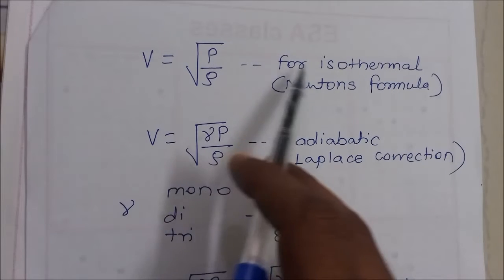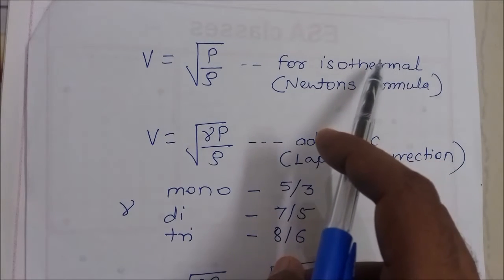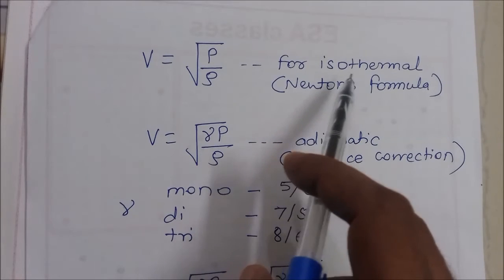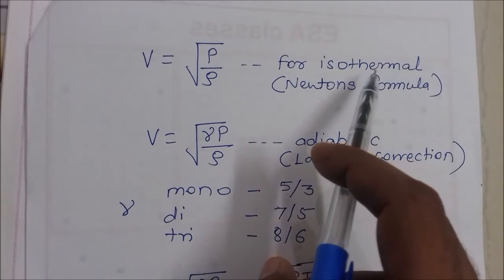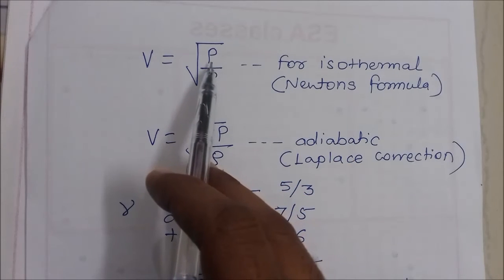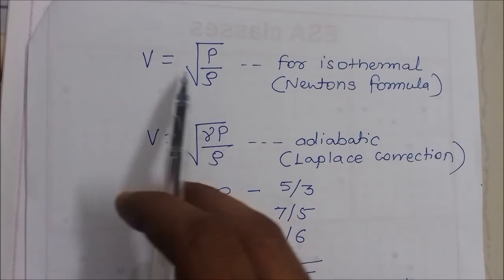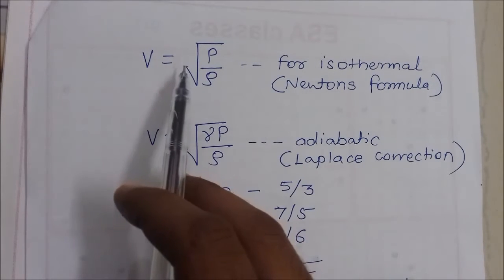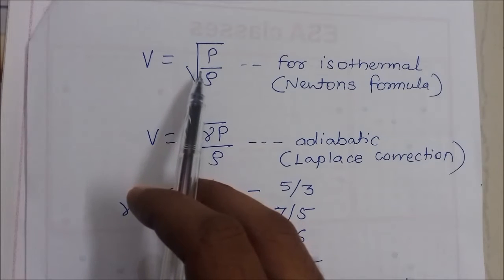If we assume isothermal conditions, Newton assumed what? Sound travels in isothermal conditions. Therefore, bulk modulus becomes equal to pressure P. So root of P upon rho was the formula proposed by Newton. So if we calculate velocity by this formula, then there is slight error in the velocity.